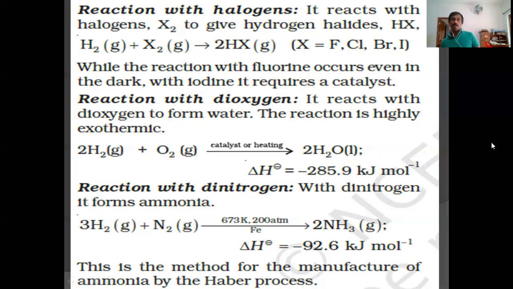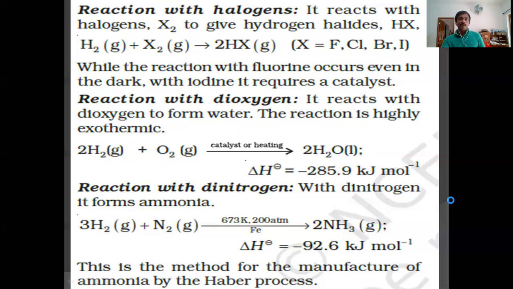Reaction between H2 and O2 takes place at a high temperature. At ordinary temperature, it has no reaction. Reaction with dinitrogen: with dinitrogen, it forms ammonia. Dinitrogen means N2. 3H2 plus N2 at 673 Kelvin and 200 atmosphere in presence of iron gives 2NH3. It is known as Haber process. In Haber process, instead of Fe, we will use Fe2O3, oxide of iron.